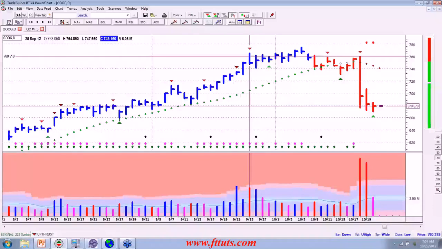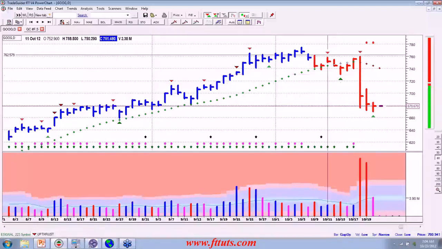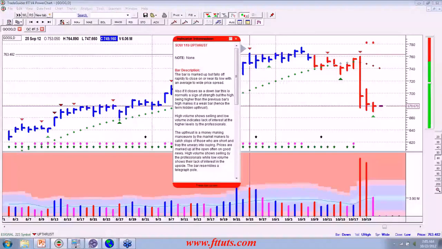Well, this is the day that they released their earnings a little bit early. So it says we had an upthrust on October the 11th. Yes, we did. That was prior to this news announcement. It wasn't very high volume, but it did upthrust. This is what we call secondary upthrusts, Morris. And it does alert us that they're trying to get people to buy there when in fact they're selling.